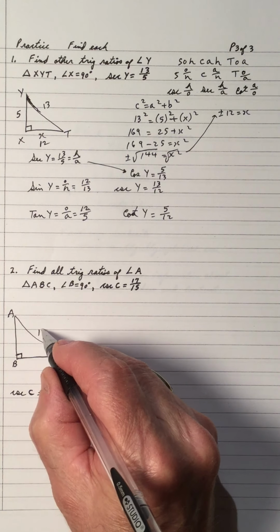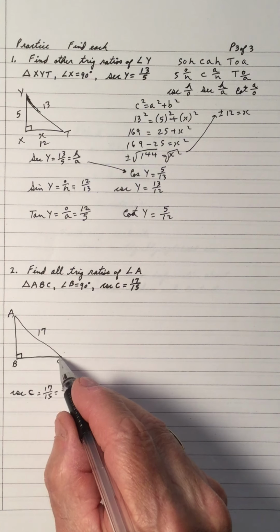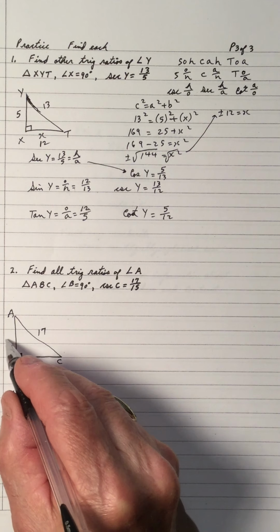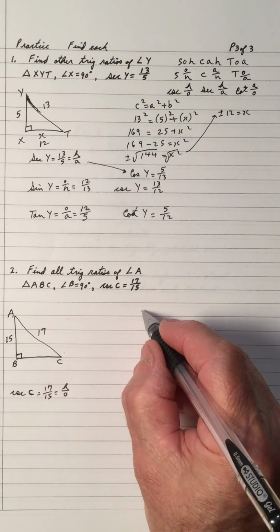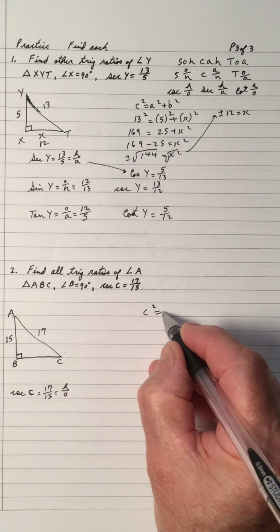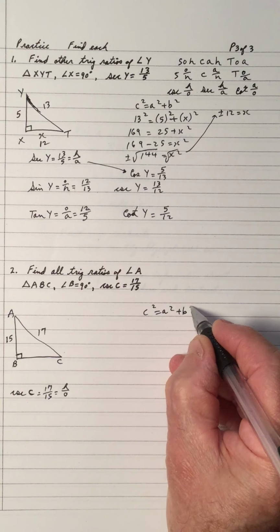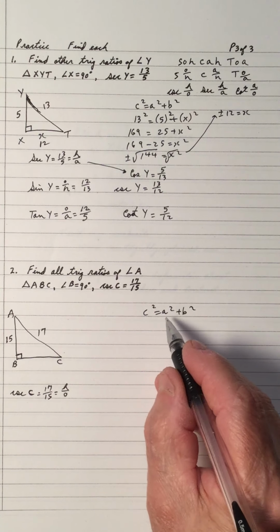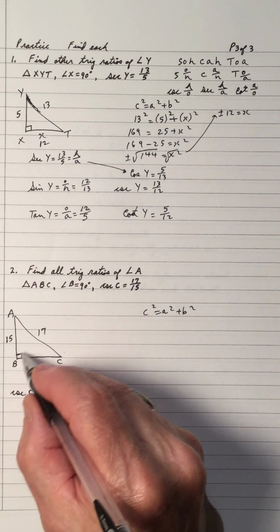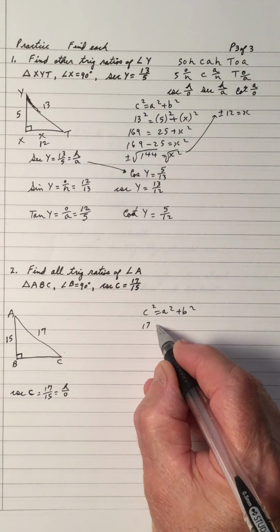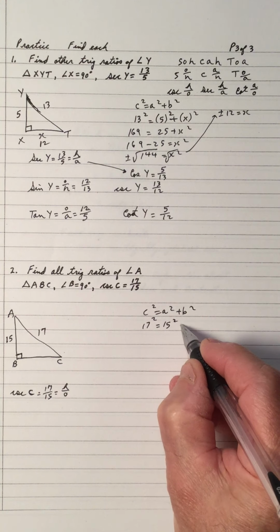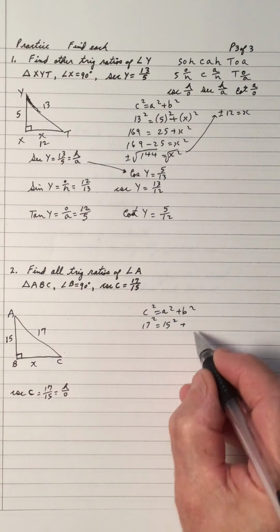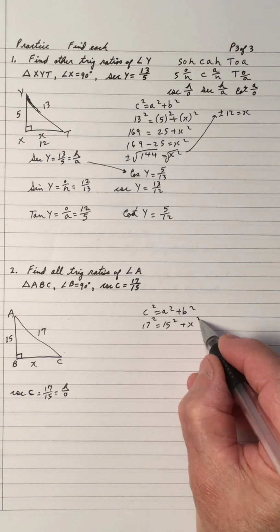So the hypotenuse is 17. Angle C is here. Opposite is this side. And we have to work out what the other side is. So we have to use the Pythagorean property. C is the hypotenuse, opposite the right angle, which is 17 squared. A is 15 squared. And the other side, we'll call it X, or we'll call it B.